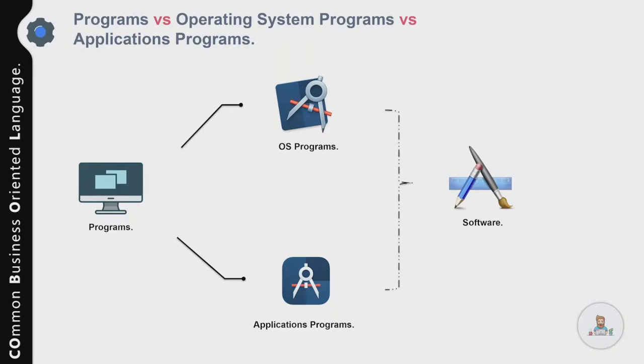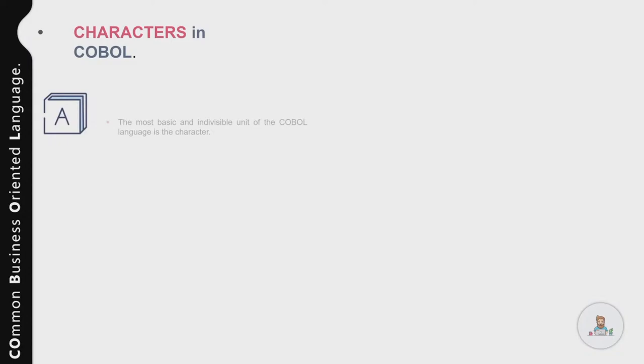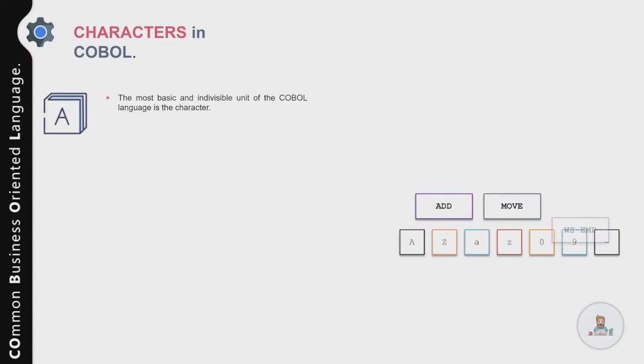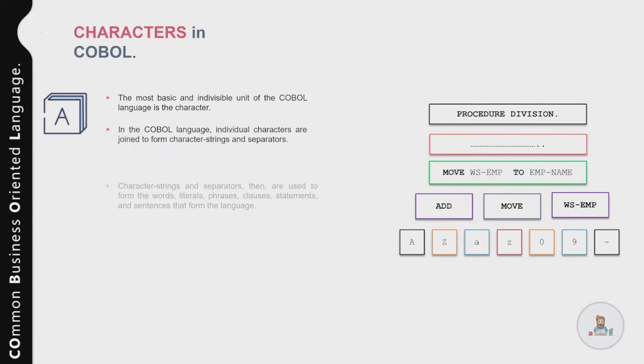So I'm sure by now you're able to understand what a program is, what the different categories of programs are, and how you can use the term software to refer to all these programs. Now let's talk about characters in COBOL. So let's get started. The most basic and indivisible unit of the COBOL language is the character. The basic character set includes the letters of the Latin alphabet, digits, and special characters.